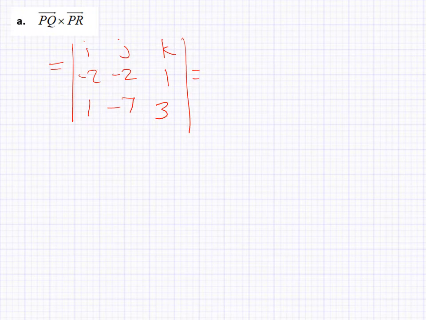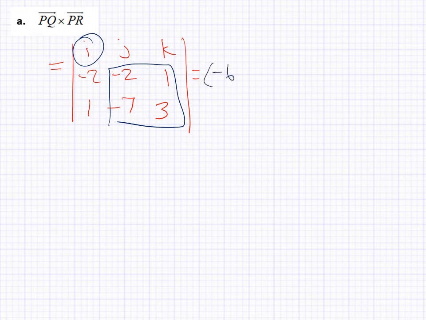The order does matter. So then when we do this, what do we say? We say, okay, we go with I, and here's our 2 by 2 matrix that we're going to work with. And we do the determinant of that 2 by 2 matrix. And so we would get -6 minus -7. So this minus this. Okay.